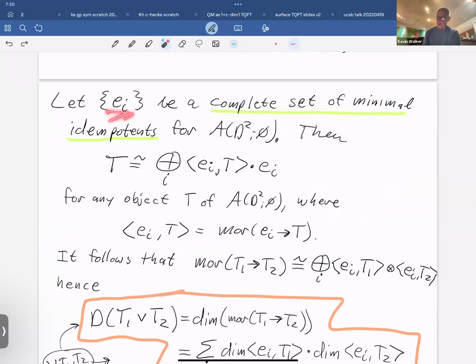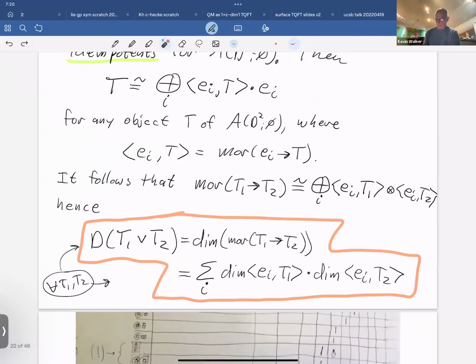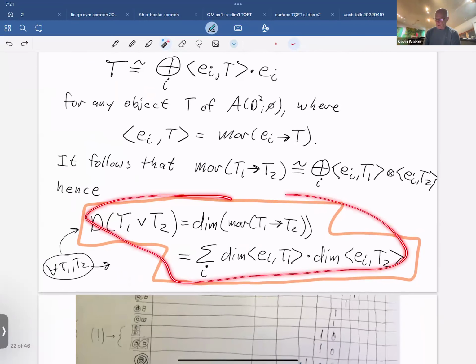But if we have a complete set of idempotents, then a given rooted tree or collection of circles is going to be isomorphic to a direct sum of those idempotents, simple objects, with a coefficient given by the vector space, which is the Homs from the idempotent to the tree. So that's just general semi-simple category stuff. And then it follows that this morphism space can be written as this sort of dot product of those two columns of numbers. I guess I've just written that out here as well.